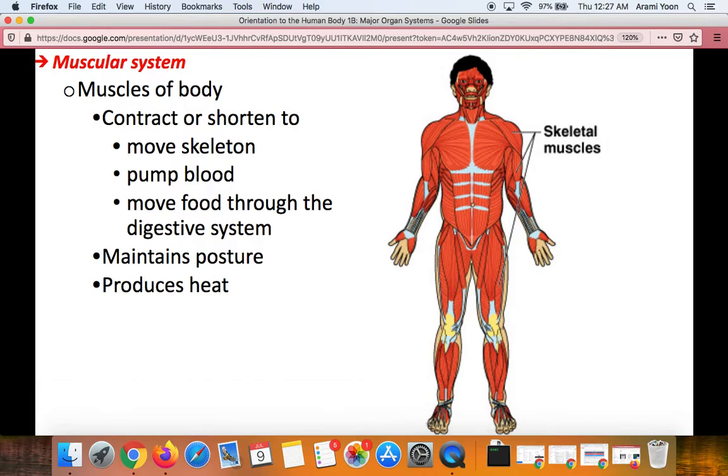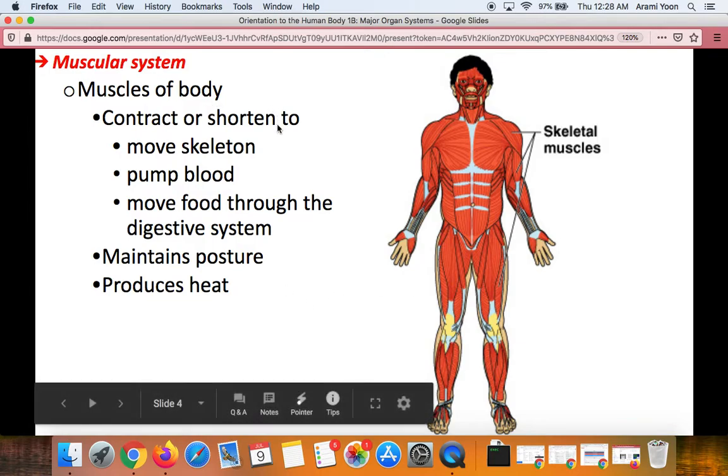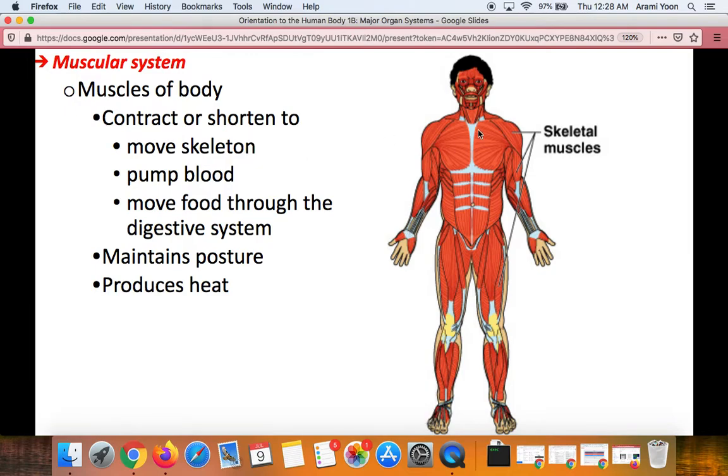Next, you have the muscular system. And so these are all of the muscles of the body that can contract or shorten, that's what contract means, to move the skeleton. Like here you can see the skeletal muscles are all pictured, so when they contract, they move the bones of your body.